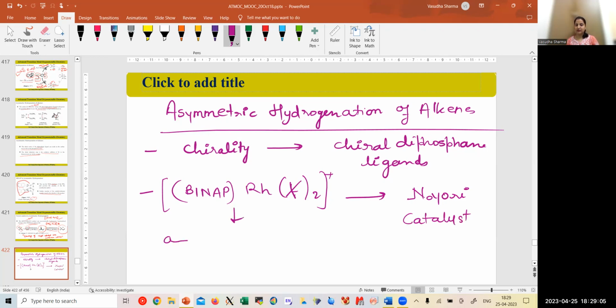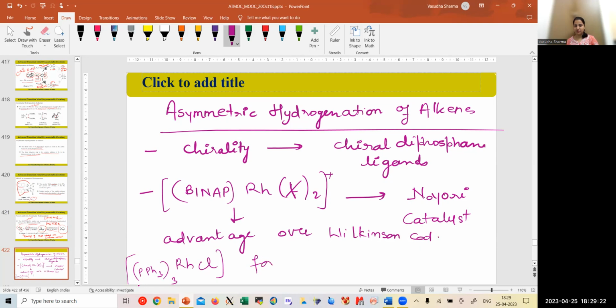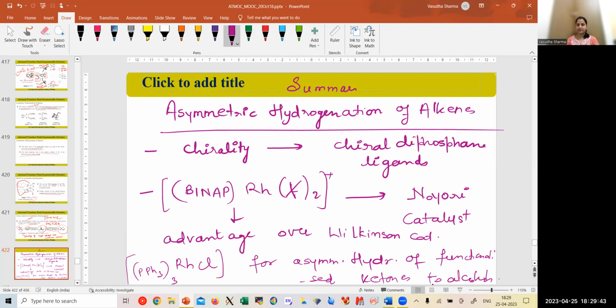And this is having an advantage over Wilkinson catalyst, which is nothing but sodium PPh3 chloride, for asymmetric hydrogenation of functionalized ketones to alcohols. So this was the summary for lecture 57.